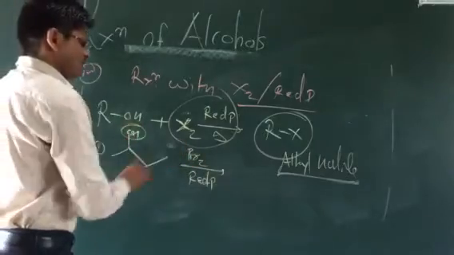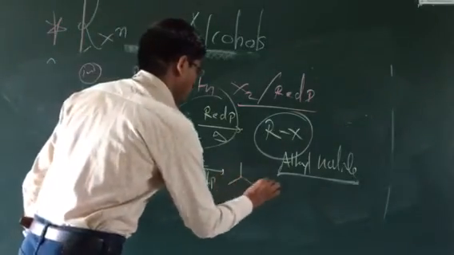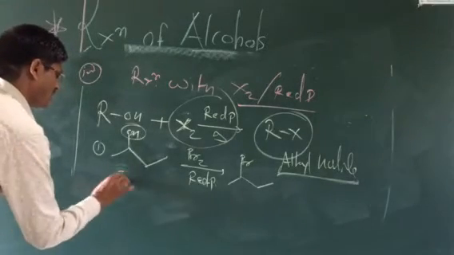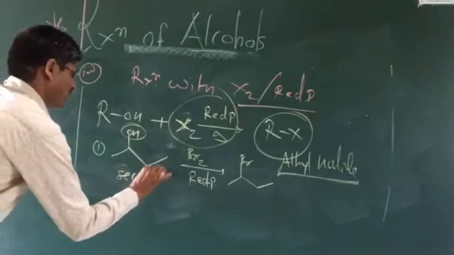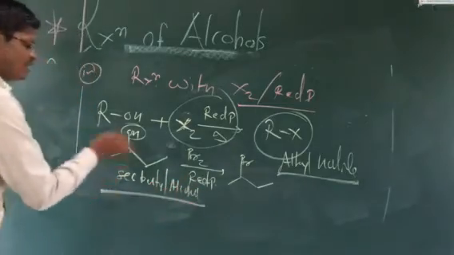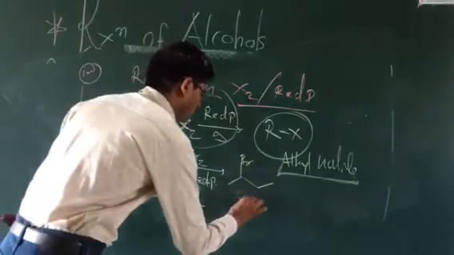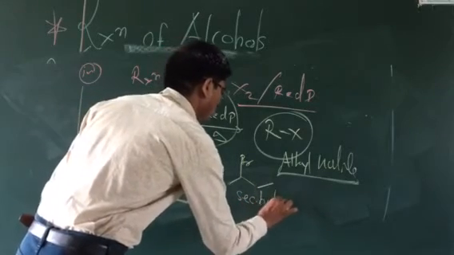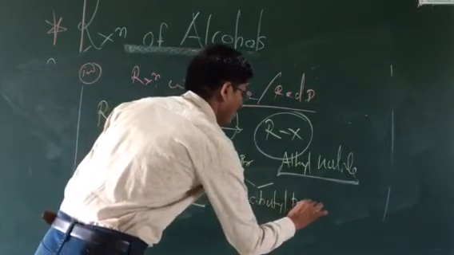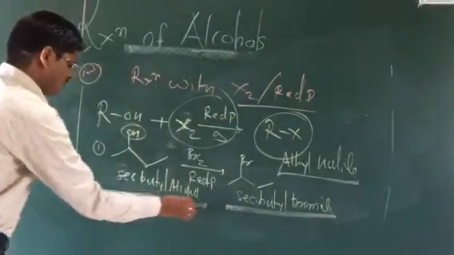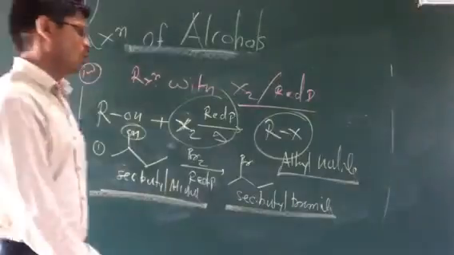Very simple. OH is replaced by bromine atom. Then the formation of this type of product. The starting reactant molecule is secondary butyl alcohol. It is going to the formation of secondary butyl bromide, secondary butyl bromide starting from secondary butyl alcohol.